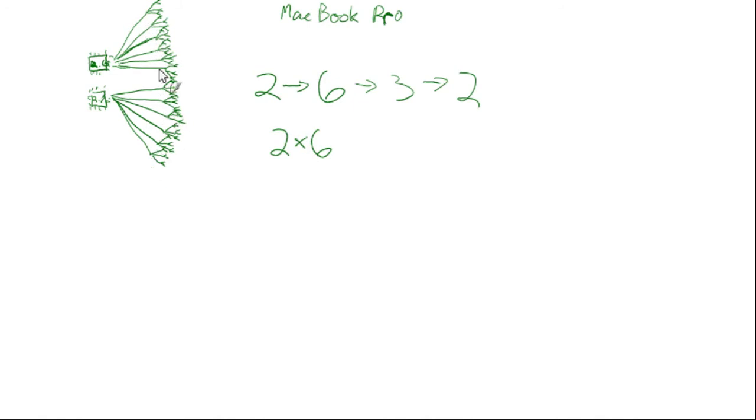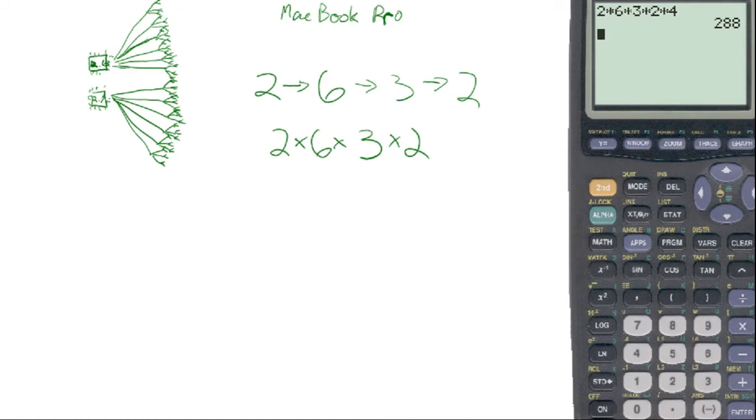Each of those 12 branches has 3 more coming off of it, so we've got 12 groups of 3, so we just multiply that by 3. And each of those branches, however many that turns out to be, has 2 choices coming off of it, so we multiply that by 2. Then we get out the old calculator. 2 times 6 times 3 times 2. Actually, we did times 4, because it's so easy.